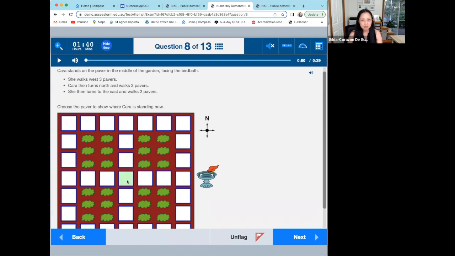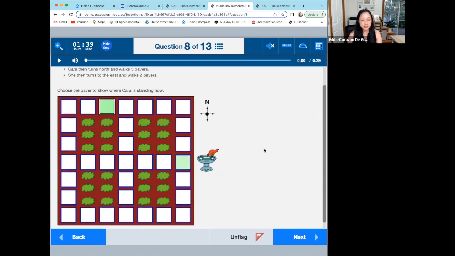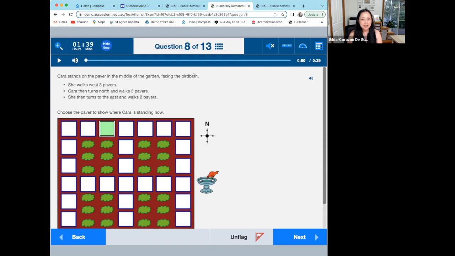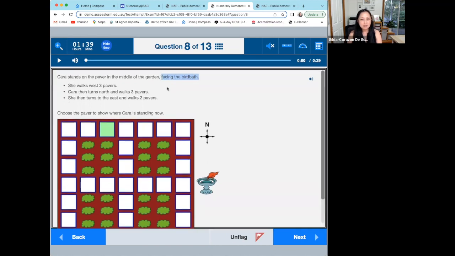It says she walks west 3 pavers. 1, 2, 3. She then turns north and walks 3 pavers. 1, 2, 3. And then she turns to the east and walks 2 pavers. 1, 2, and therefore that is where she is. Okay. Now, the one thing that I was really confused about in this one is when they mentioned she was facing the bird bath.